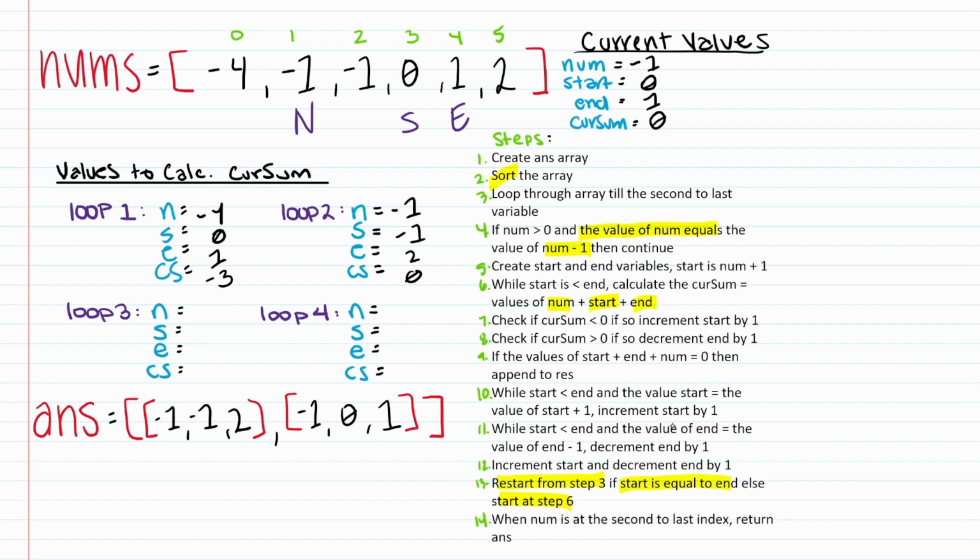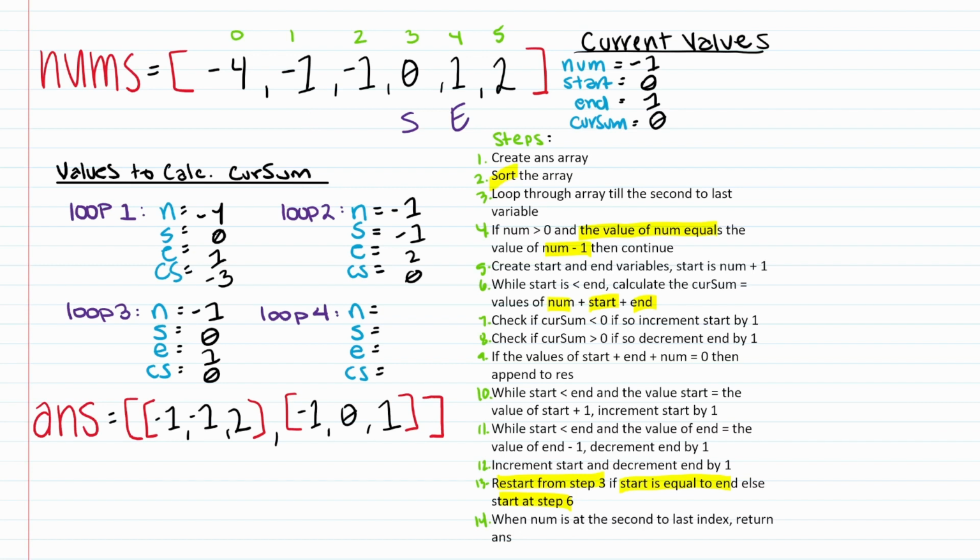While start is less than n and the value of start equals the value of start plus 1, increment start by 1. Are start and start plus 1 equal to each other? No. Same thing with n: are end and n minus 1 equal to each other? 1 and 0? No. So we're just going to increment start and decrement n by 1, which makes them cross paths. Now we're going to restart, and we're also going to write these values down right over here: -1, 0.